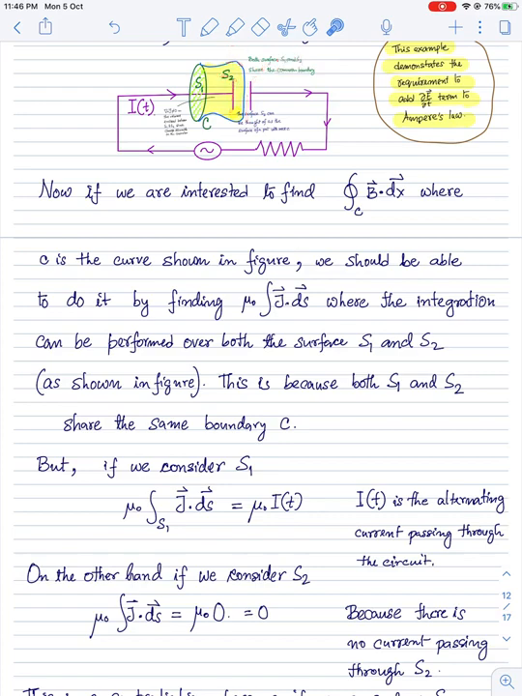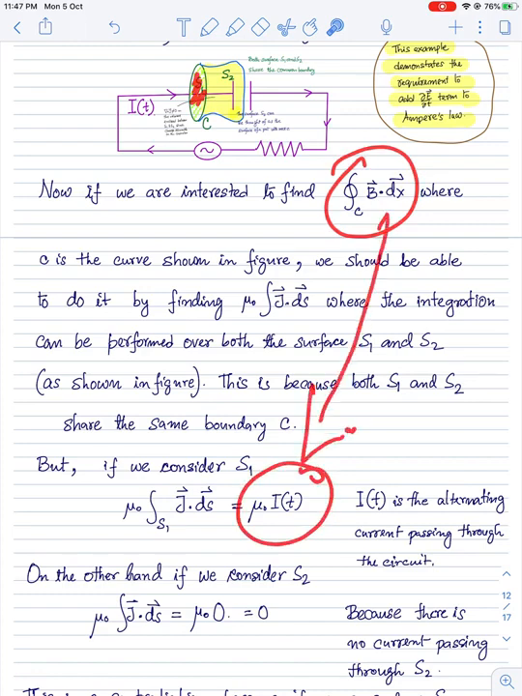It's only the charges here that are fluctuating. Plus Q, minus Q, these charges on these parallel plates are fluctuating, but there is no current flowing through the capacitor because there is a gap in between. And the surface is precisely passing through this gap to ensure that no current has moved through this surface S2.